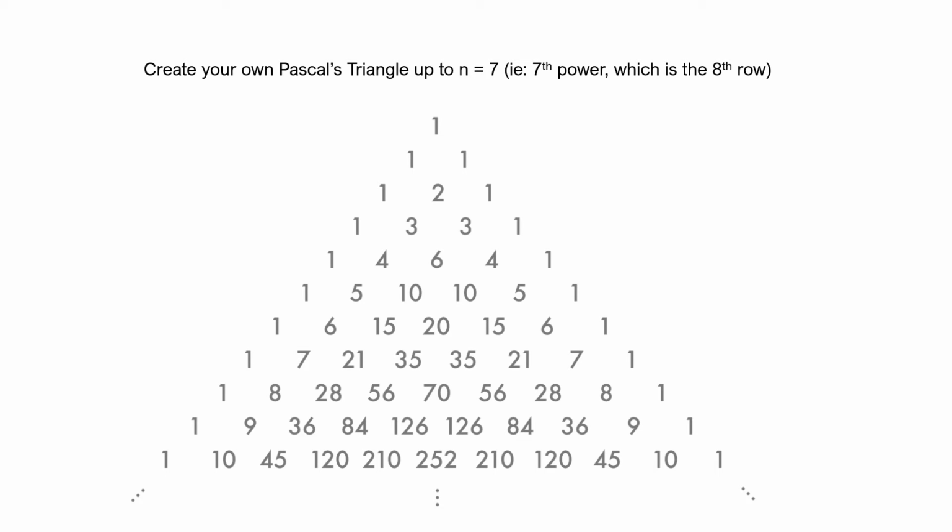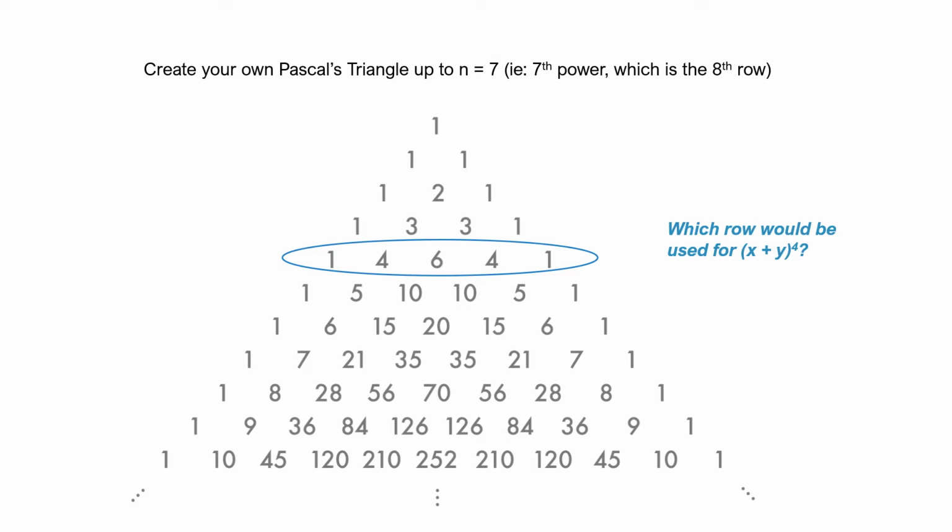So here is the triangle. This is going up to n equals 10. So we have more than what we need on this diagram for our question. Our original example, remember, that we're working on is just (x + y) to the power of 4. What row do we need for that one? We need this row here. The one with the 4s in it is the one that we need.